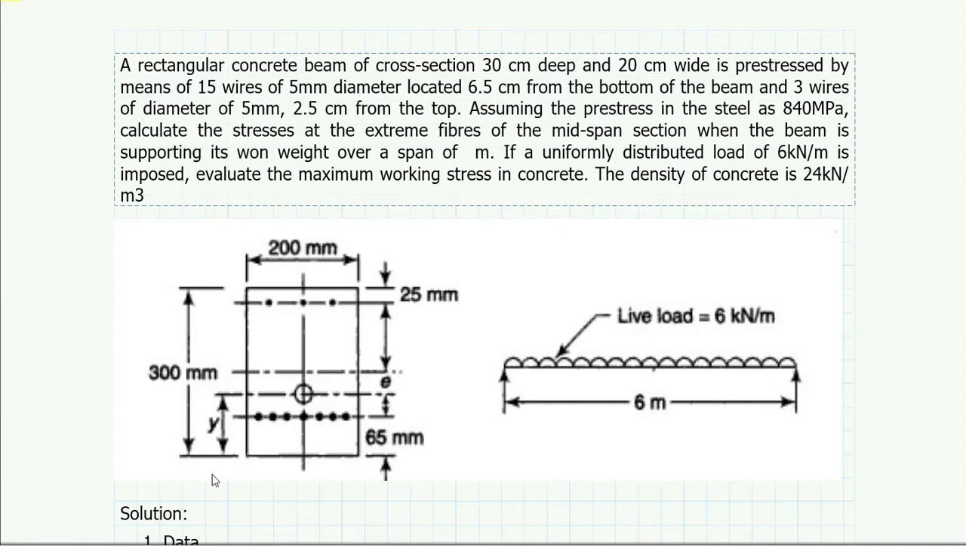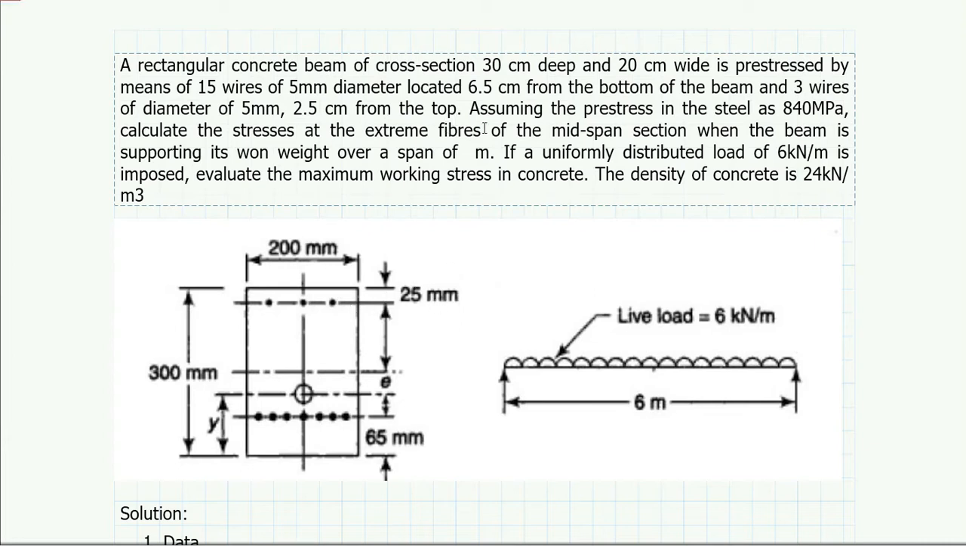So we have a cross section of 200 by 300 where we have 15 numbers of wires or tendons which has individual diameter of 5 mm, placed at a distance of 65 mm from the bottom or from the soffit of the beam. Again we have another 3 tendons which are placed just below the top fiber of the beam at a distance of 25 mm.